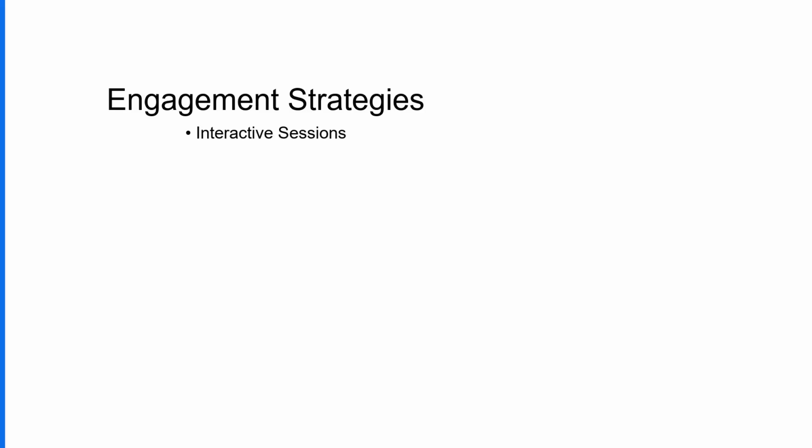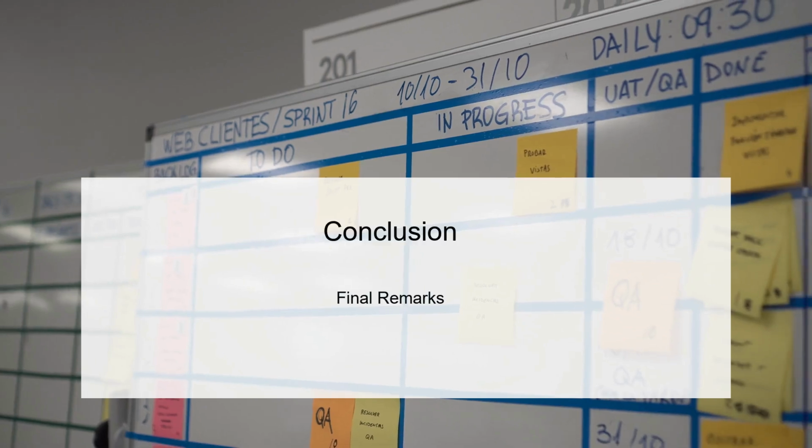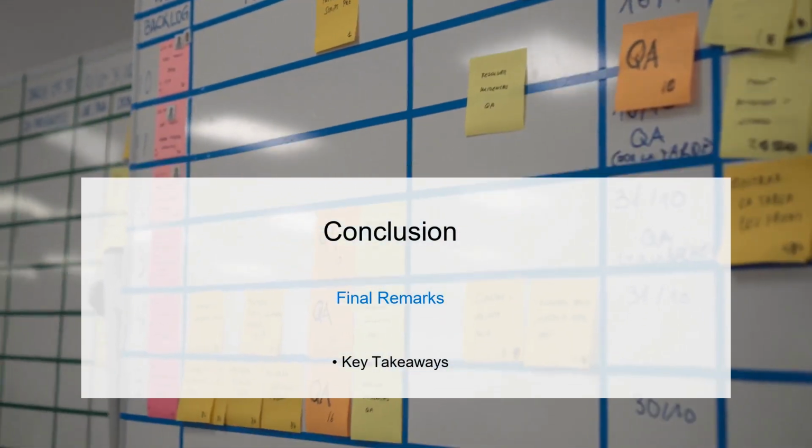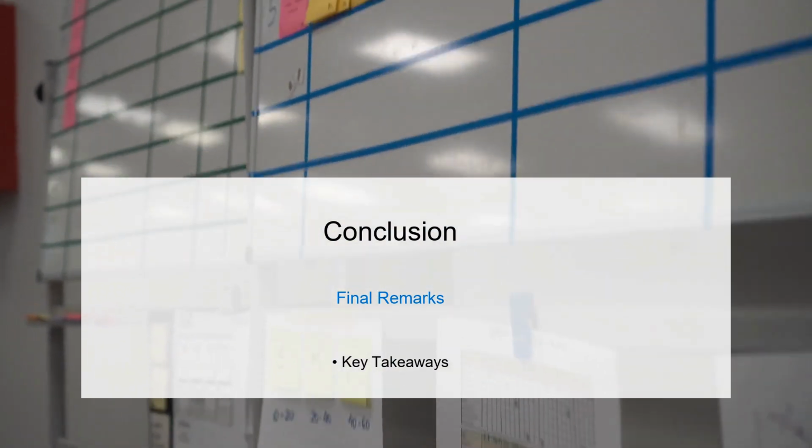To keep teams involved, make refinement sessions interactive and implement feedback mechanisms. These strategies encourage participation and engagement. As we conclude, remember the key takeaways from this lesson. Staying adaptable and open to change is essential in your Agile journey.